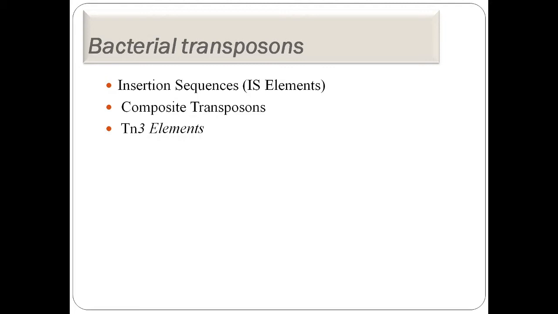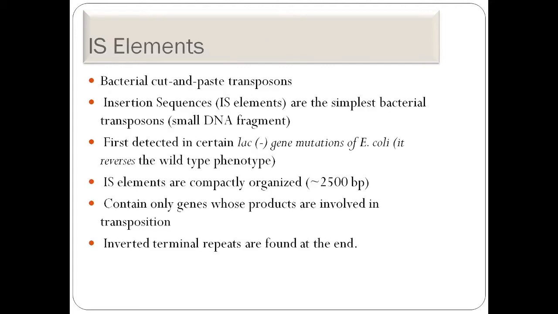IS elements, that are the insertion sequences which are present in bacteria. Composite transposomes, examples of which we are also going to see further, which are also present in bacteria. And Tn3 elements. IS sequences and composite transposomes move by cut and paste mechanism, but the Tn3 elements move by the replication mechanism. IS elements present in bacteria move by cut and paste mechanism, also known as cut and paste transposomes.